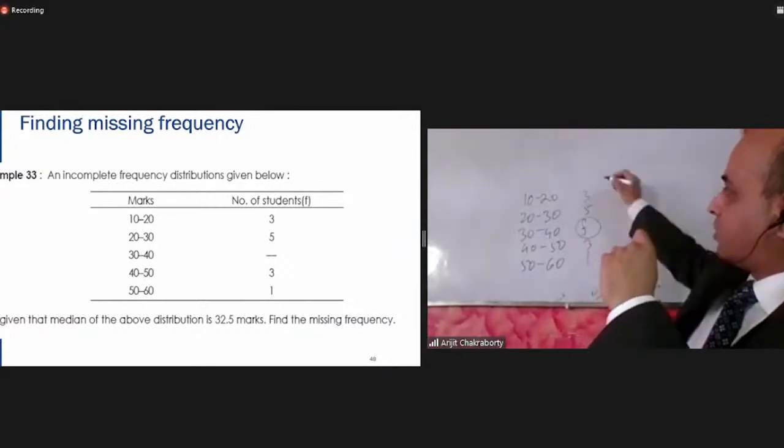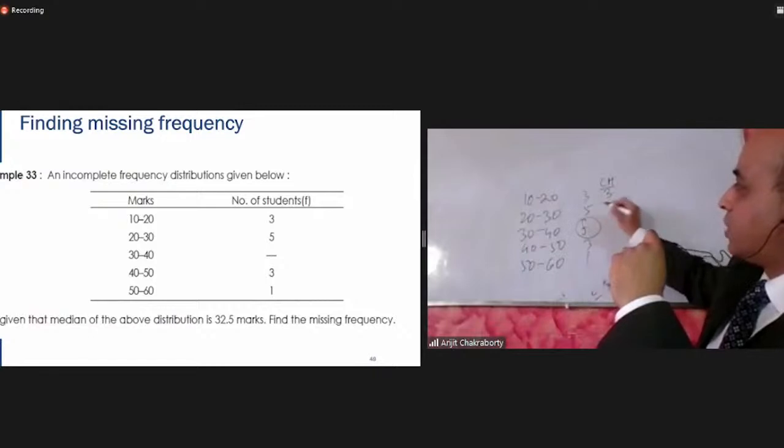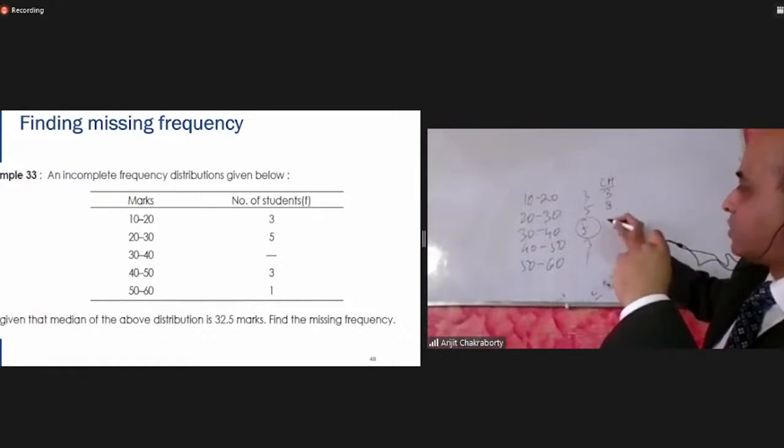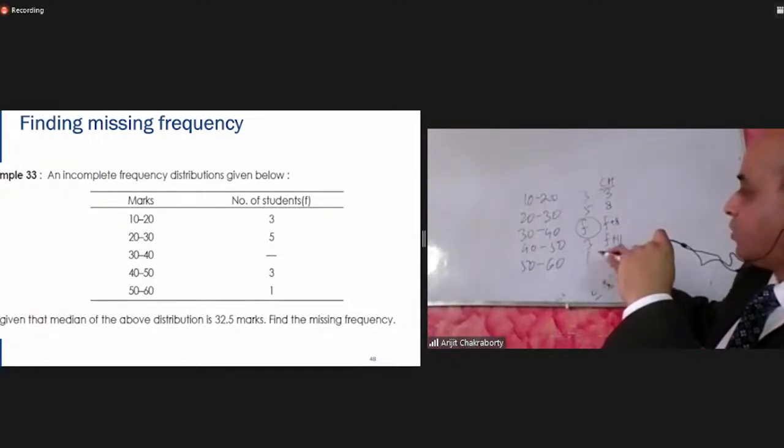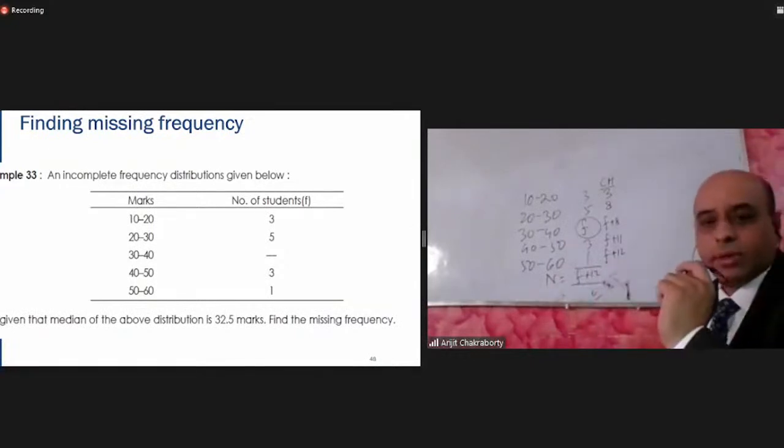Now I will calculate the cumulative frequency. 3 plus 5 is 8. 8 plus f is f plus 8. F plus 8 plus 3 is f plus 11. And here we have f plus 12. This is the total frequency, N, capital N, is f plus 12.